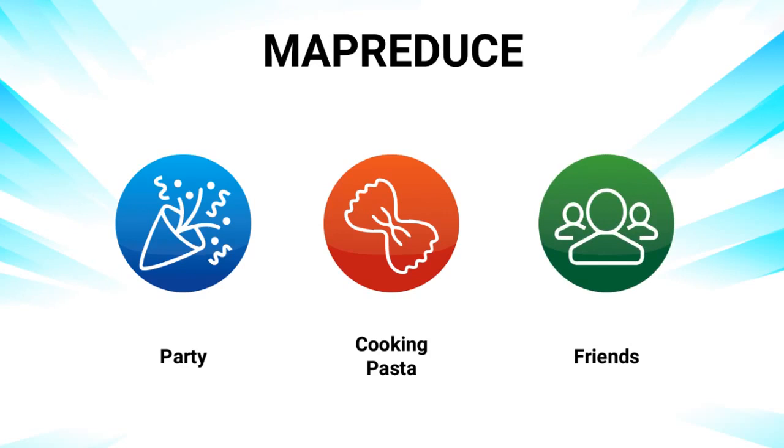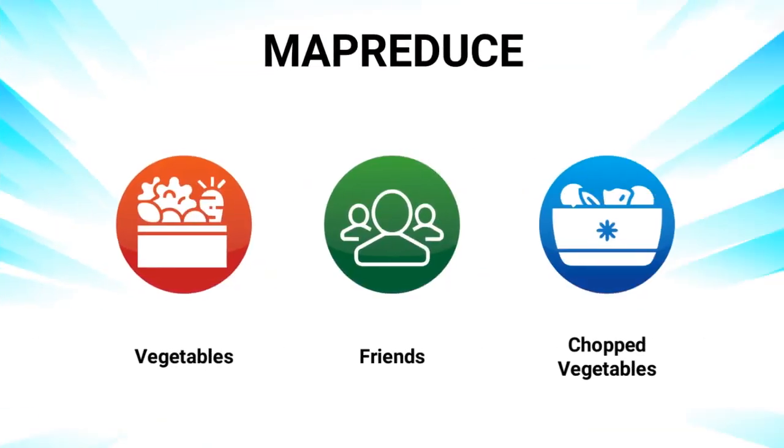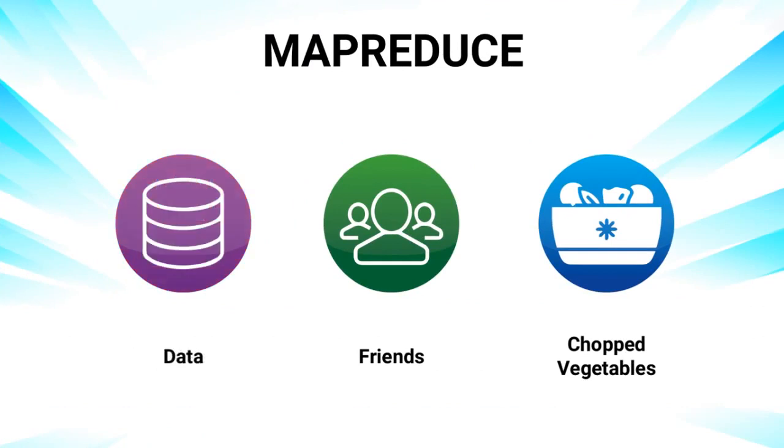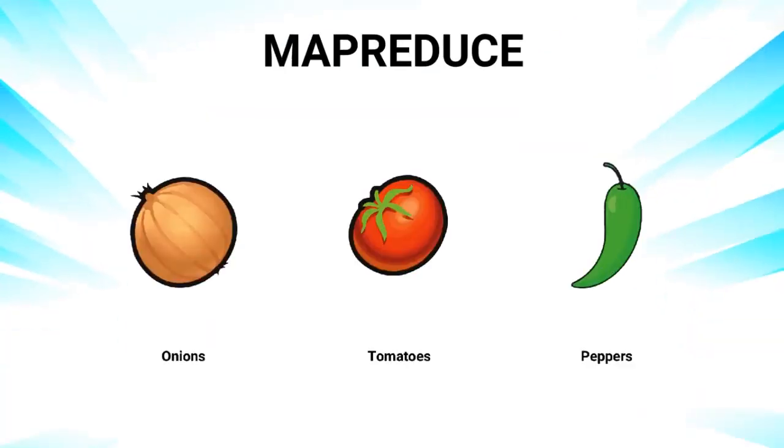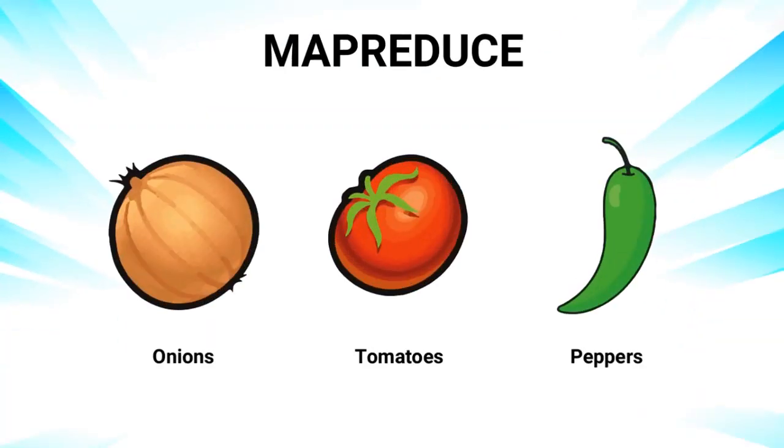Let's take the job of chopping the vegetables and see how it's analogous to a MapReduce task. Here the raw vegetables are symbolic of the input data. Your friends are equivalent to compute nodes, and the final chopped vegetables are analogous to the desired outcome. Each friend is allotted onions, tomatoes, and peppers to chop.